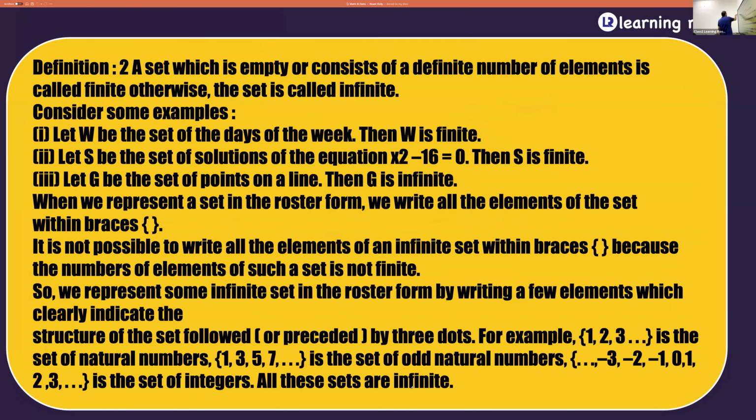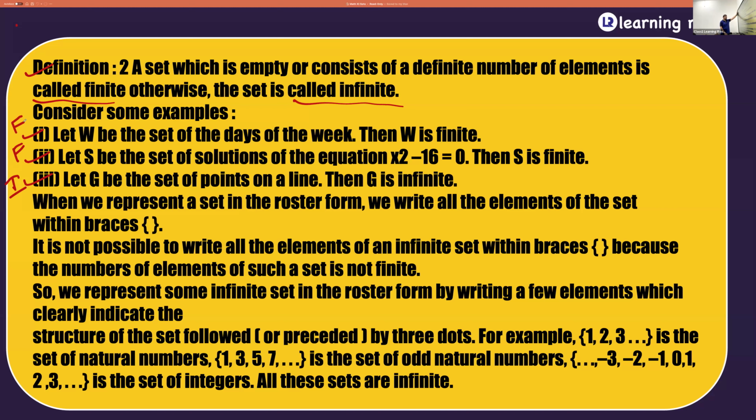Then what is going to be an infinite set? A set which is empty or consists of a definite number of elements is called a finite set. Otherwise, the set is said to be infinite. So consider some examples. Let W be the set of days of the week. Then W is finite. Let S be the set of solutions of the equation x square minus 16. It is finite, you have two solutions. Let G be the set of points on a line. Then the number of points on a line is infinite, so it is an infinite set.